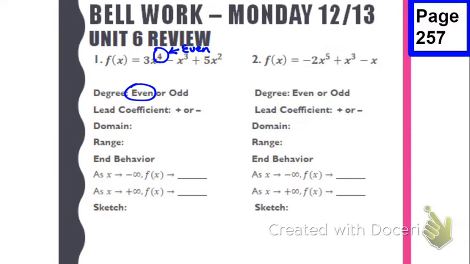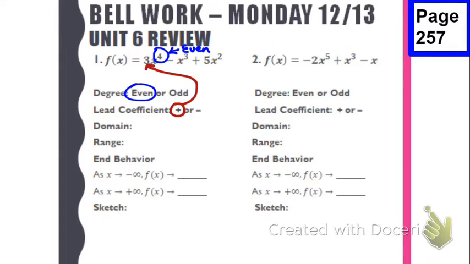Leading coefficient, positive or negative? Positive. What are you looking at? Right after the equal sign. In this case, it's a 3, right? Okay. Let's do domain. We're going to skip range for right now. We'll do that after we do our sketch, and I asked you to skip the sketch because we'll do that together.